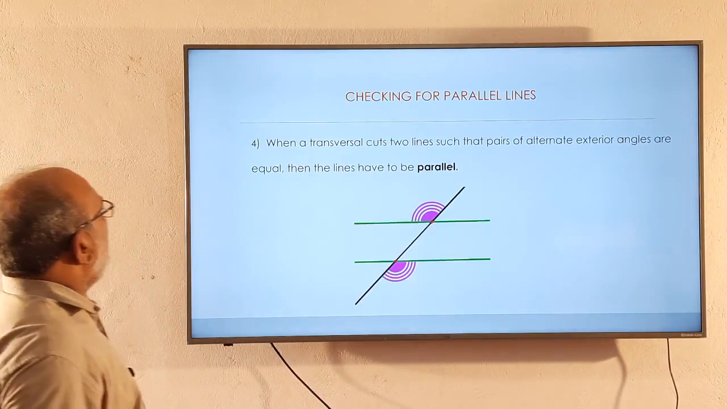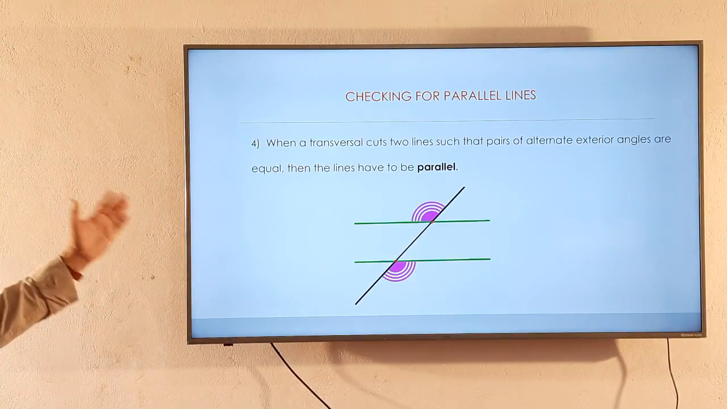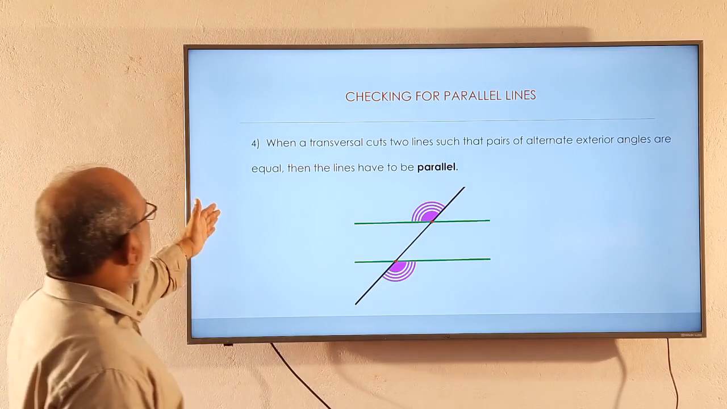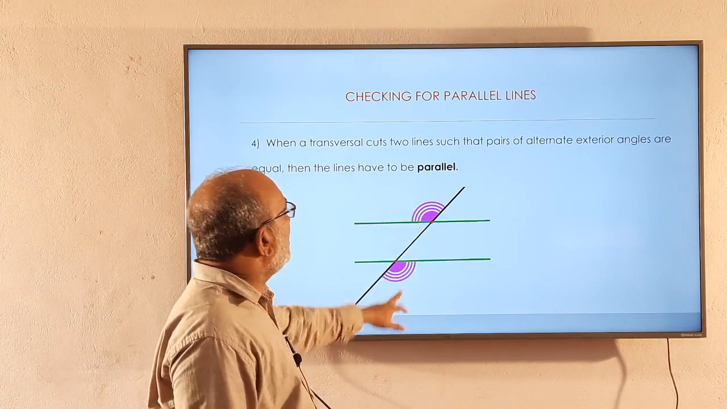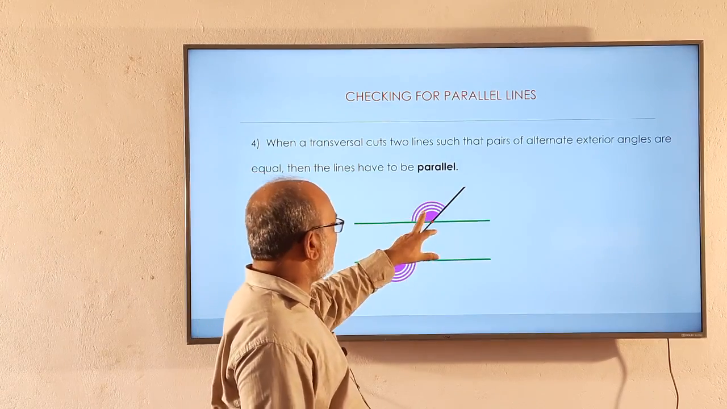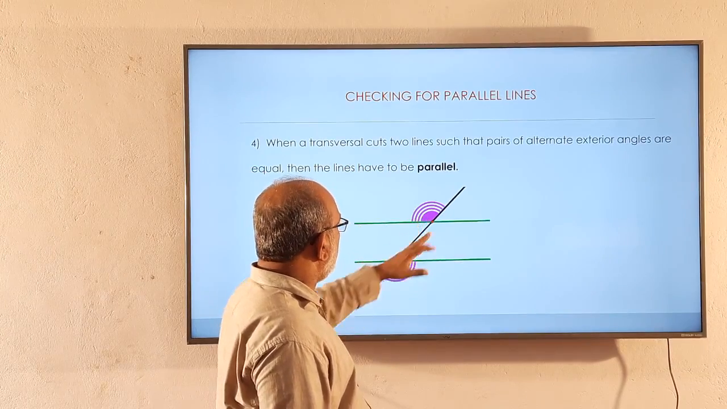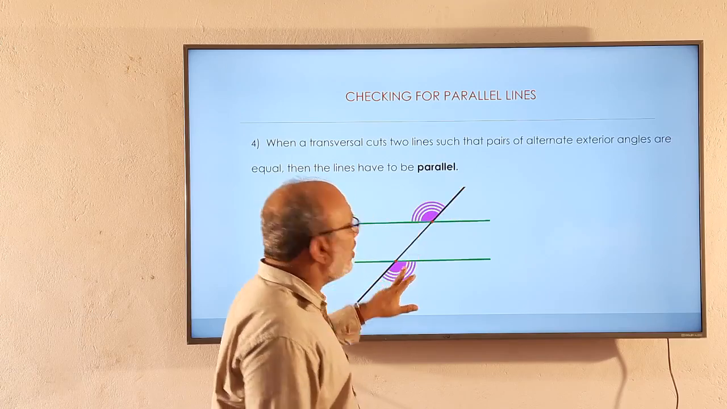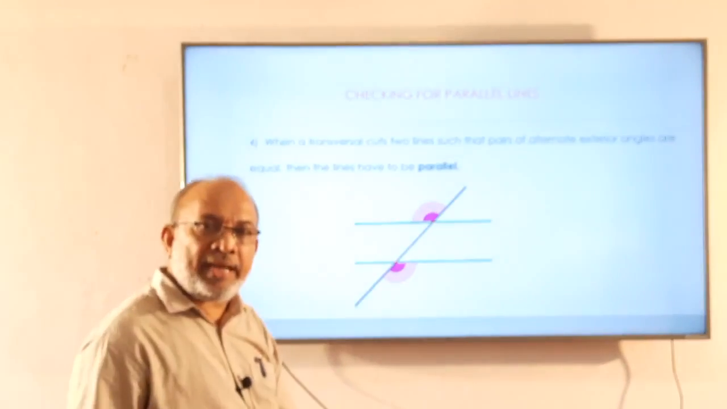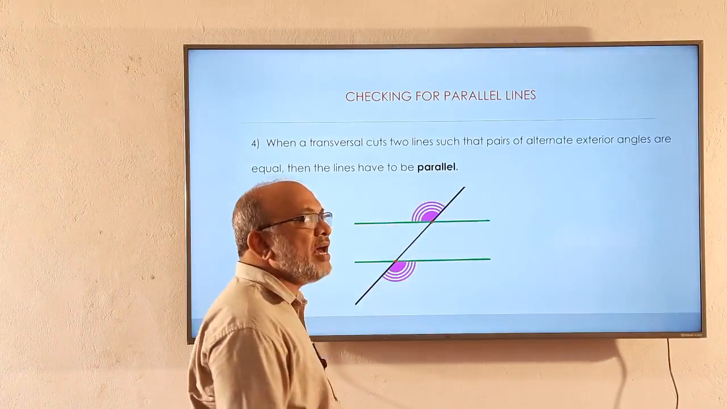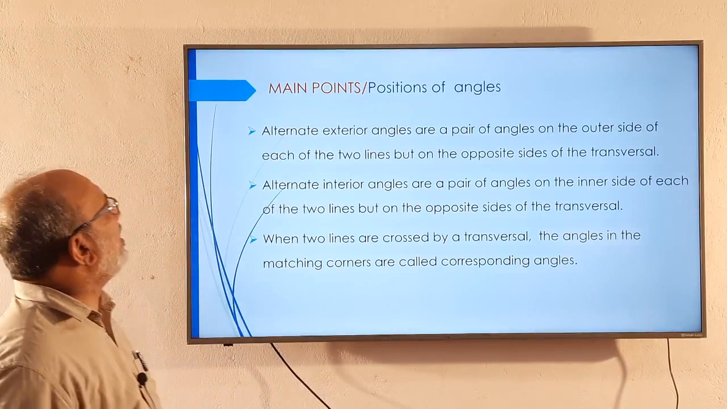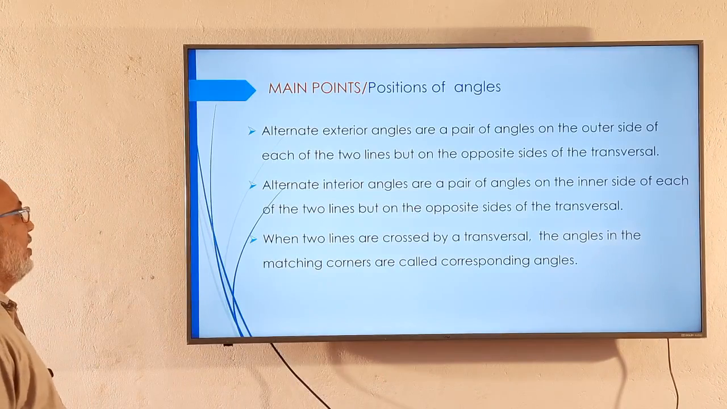Okay. You see, when a transversal cuts two lines such that the pairs of alternate exterior angles are equal, then they are parallel lines. Now, the angles are exterior, and alternate because they are on opposite sides of the transversal. When they are equal, what does it indicate? It indicates that the two green lines are parallel. Okay. Now, what are the main points that we have discussed today? Let's check.